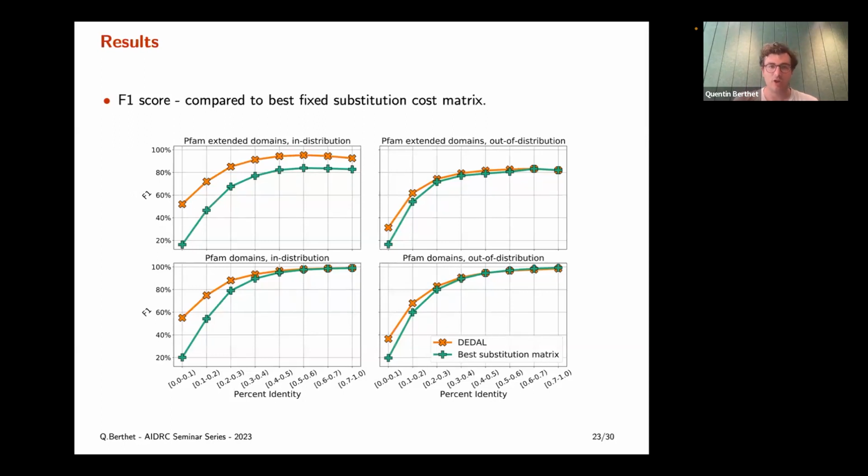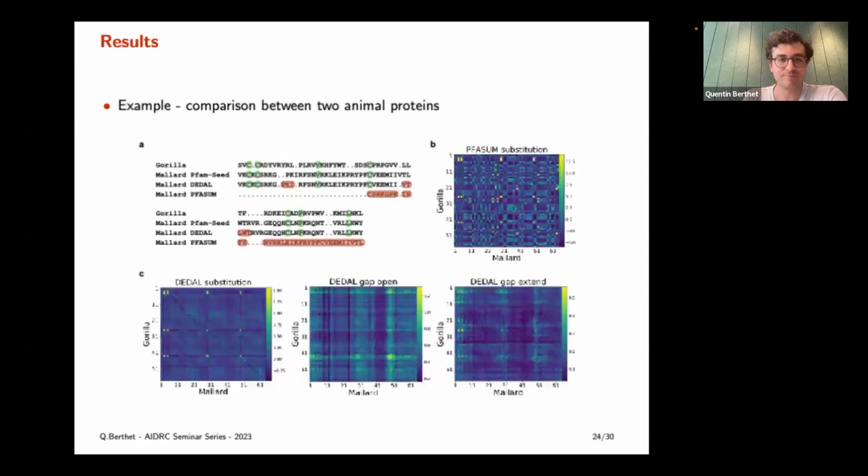We show particularly that this allows us to capture weak similarity between sequences. So this is in a situation where there's very little similarity between the sequences, and it manages to make much more accurate predictions than if you use the classical method. And this gap is particularly strong when you have a lot of similarity. Essentially, that's the idea. So as an example here, we get a comparison between two animal proteins.